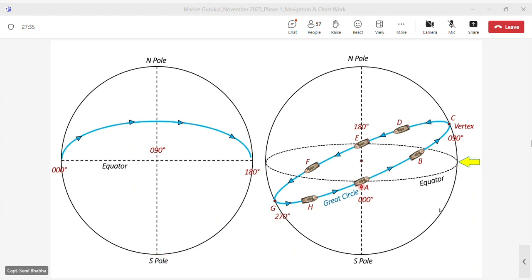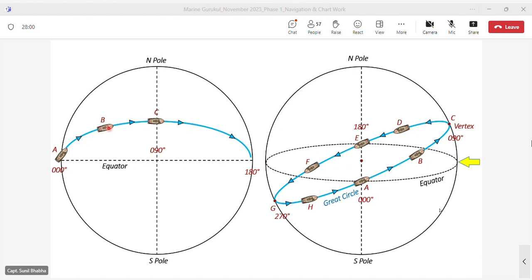The ship was here at point Alpha when it was crossing the 000 meridian. This point Alpha is now represented here. This is the location of the ship, and you can see point Alpha coming up. As the vessel proceeds ahead, it reaches this particular point, which is Bravo. From point Alpha, it traveled to point Bravo. The latitude increased.